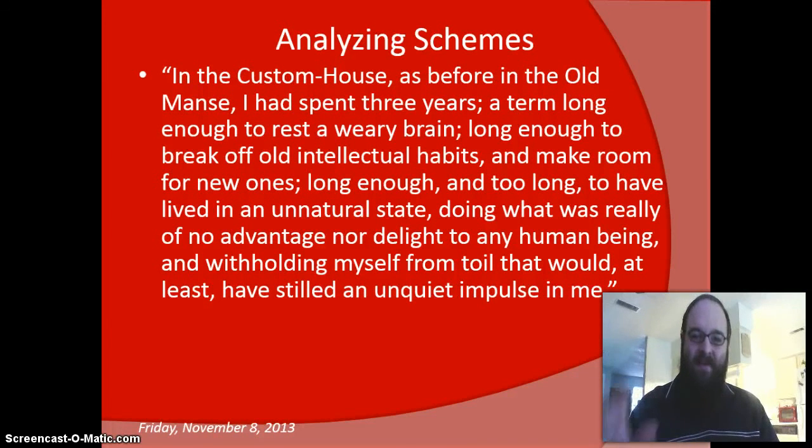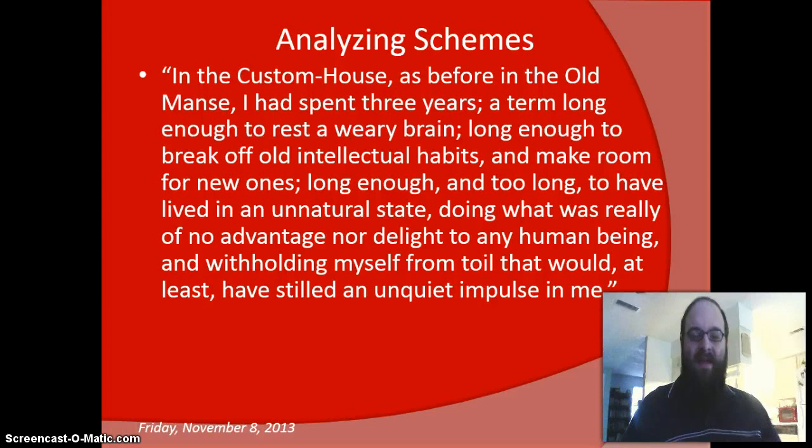In the Custom House, as before in the Old Manse, I had spent three years, a term long enough to rest a weary brain, long enough to break off old intellectual habits and make room for new ones, long enough and too long to have lived in an unnatural state, doing what was really of no advantage nor delight to any human being, and withholding myself from toil that would, at least, have stilled an unquiet impulse in me.